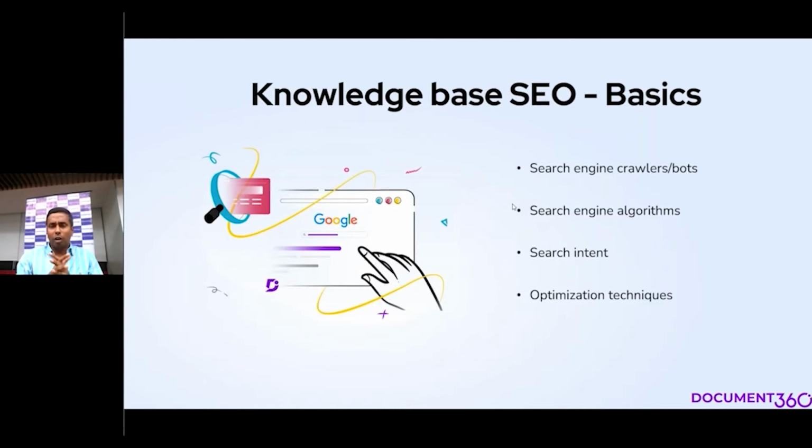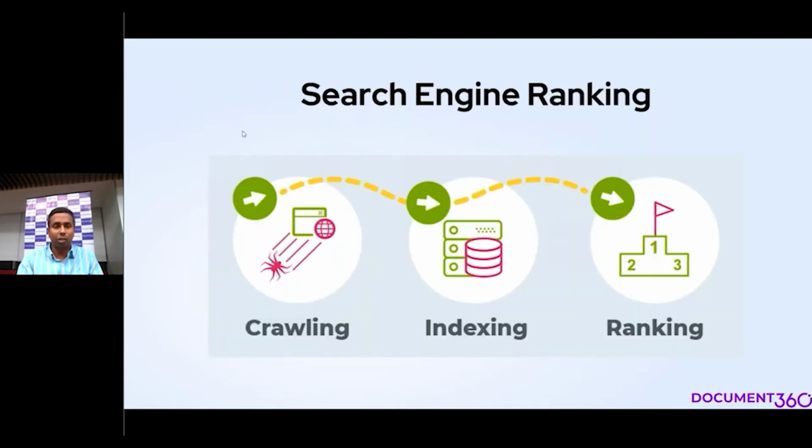So in terms of a knowledge base, there are a few basics we need to cover. First, you need to understand how the search engine actually works, the crawlers and the bots, and a little bit about how the algorithm works, and then more importantly the optimization techniques and understanding the search intent of your customers. How do we do that? Let's delve into the first topic.